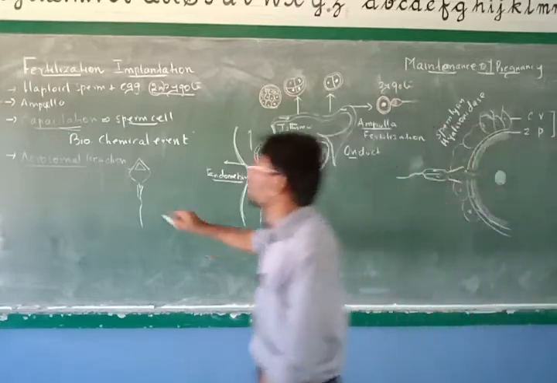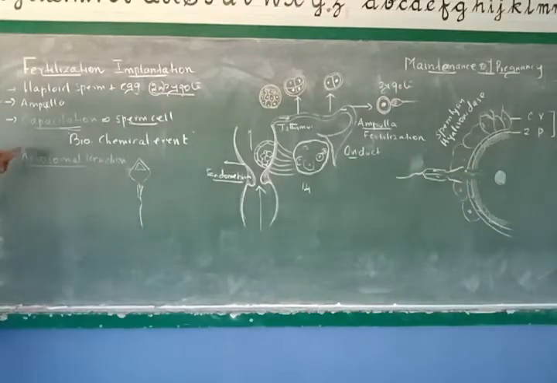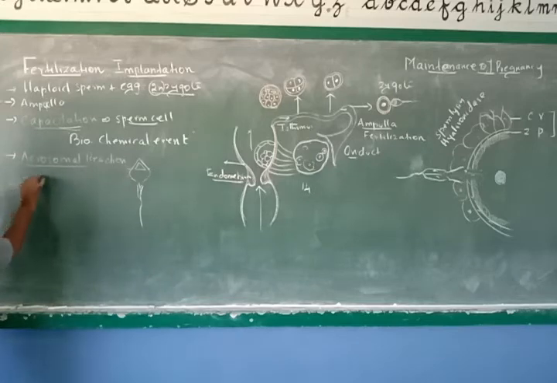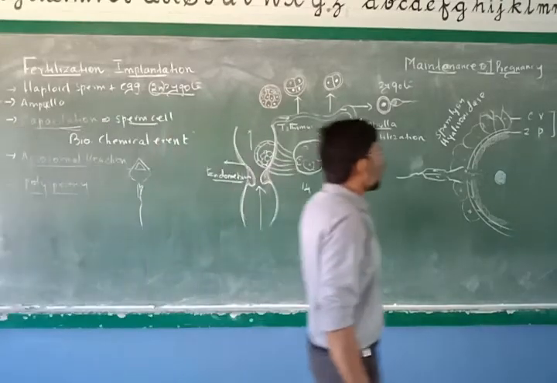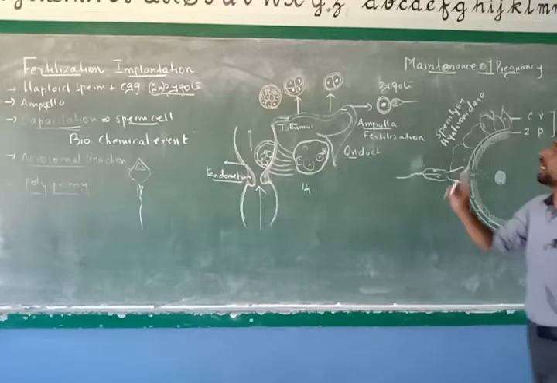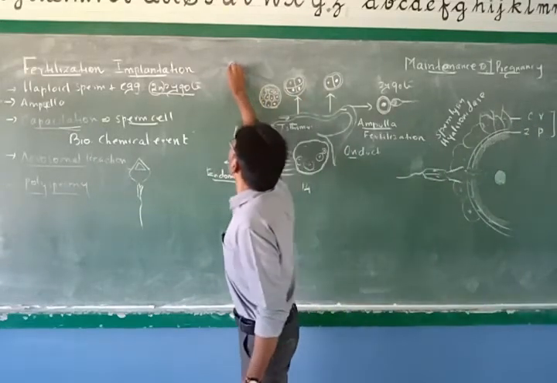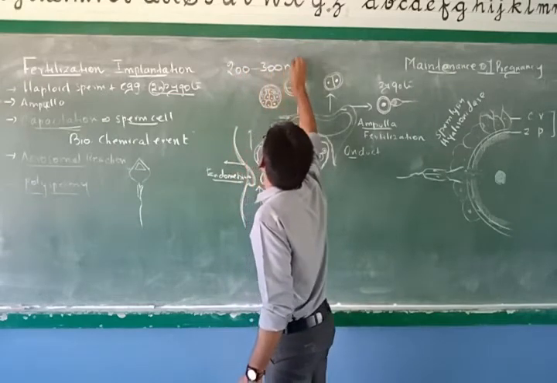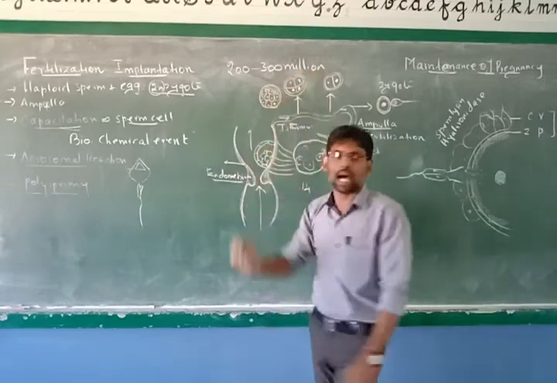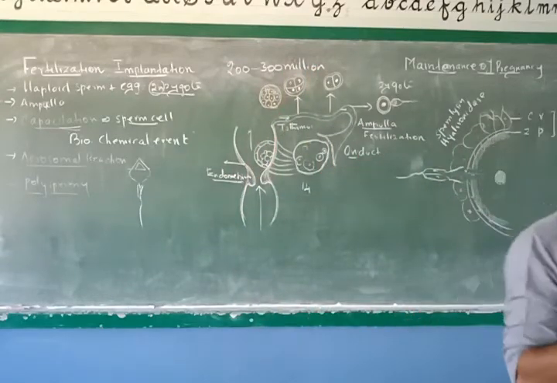Understand? So two things you remember: what is capacitation, and what is acrosomal reaction. One more thing, that is called polyspermy. See, poly means more, more sperm cells. Now, there are around 200 to 300 million sperm cells that come out during coitus. That's what we study: 200 to 300 million sperm cells are liberated at the time of reproduction.